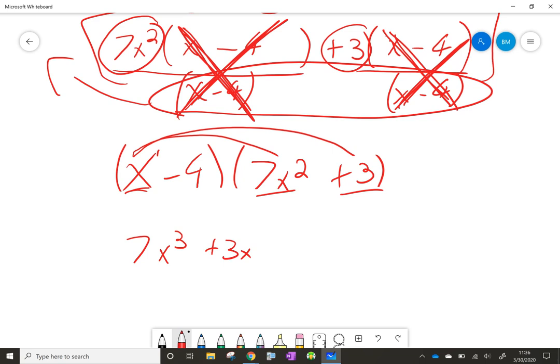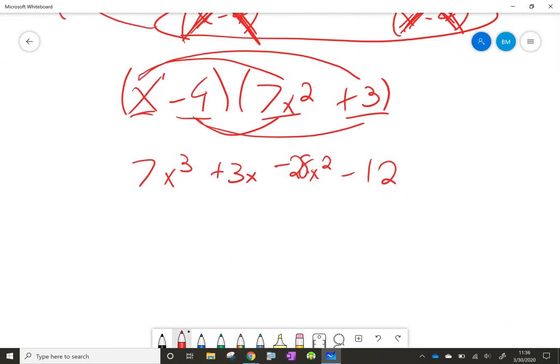We've done this before. Now negative 4 times 7x squared, negative 4 times 7 is negative 28. X squared is still there. And then negative 4 times 3. Remember, this is not part of the problem. We've already finished the problem. This is just a way of going backwards and checking our answer again. So negative 4 times 3 is negative 12. And there you go. Just like that, you've got the exact same problem we started with.